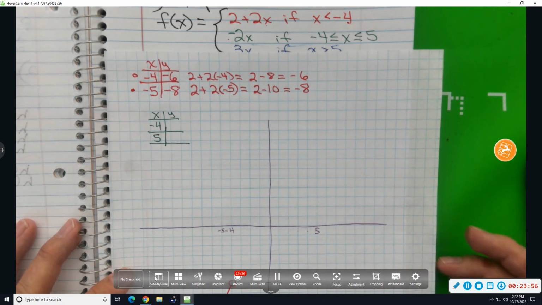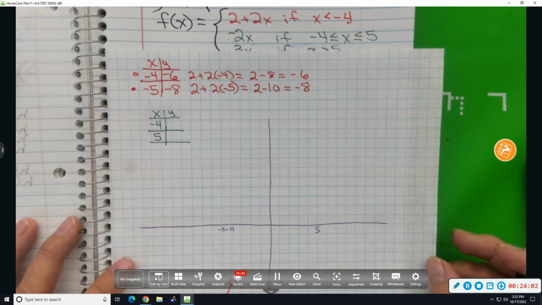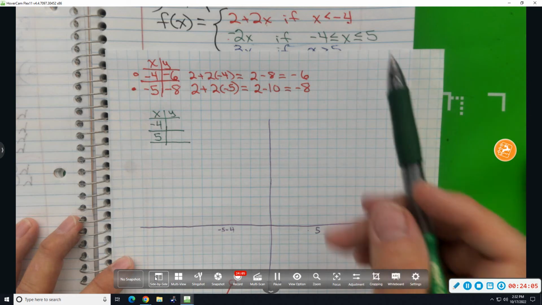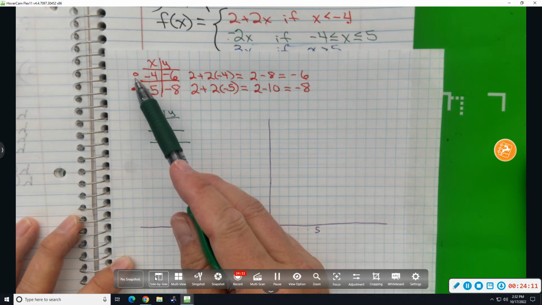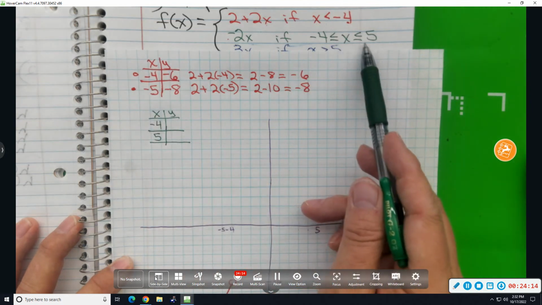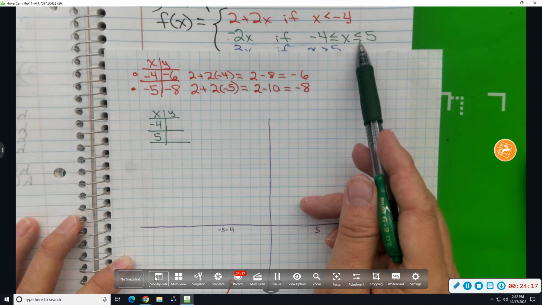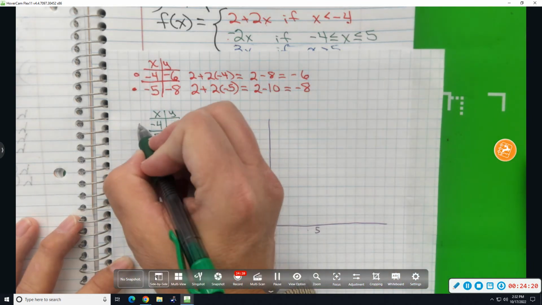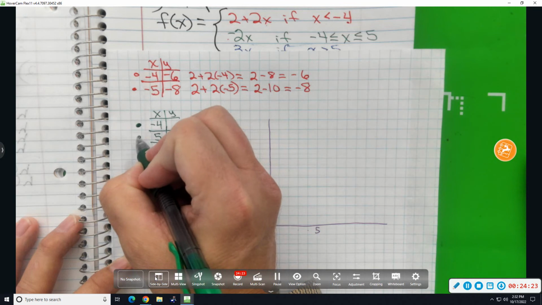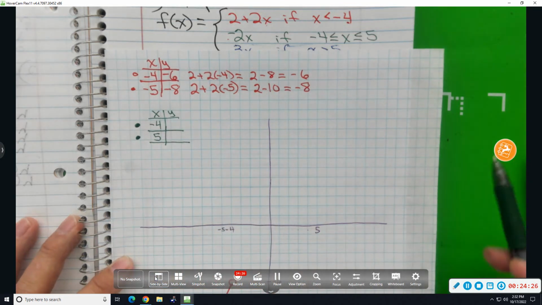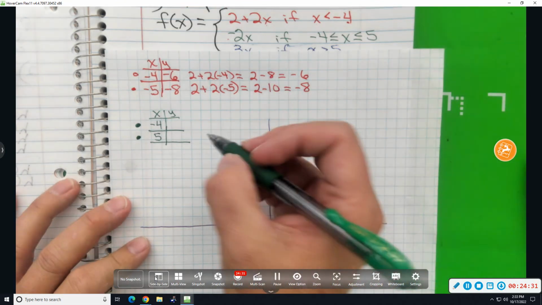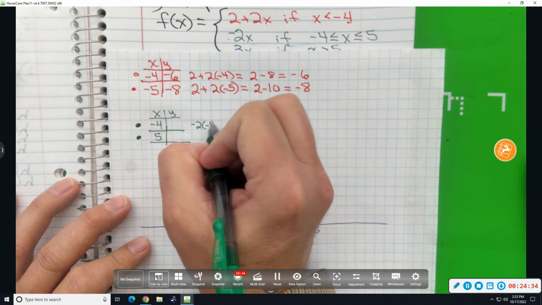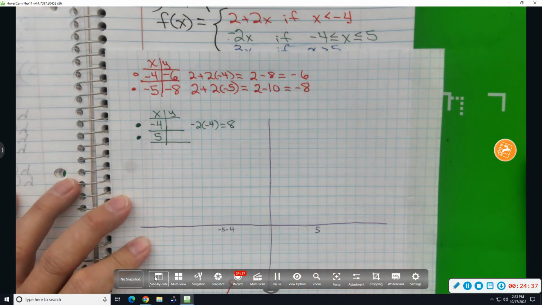Are those cut points going to be open circles or closed circles? What do we look at? There was no equality here, so that cut point was open. But what about these cut points? I see equality, so both of these are going to be closed circles. Any questions on my logic? So we're going to plug -4 into the green piece. That's -2 times -4. That gives me a +8.